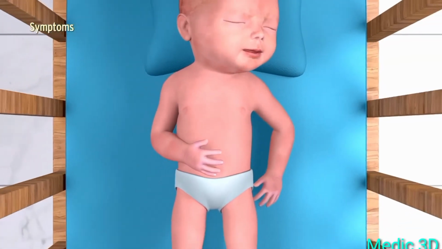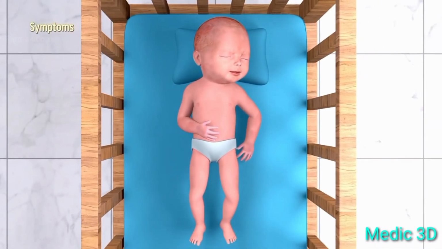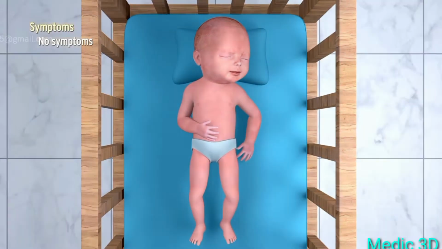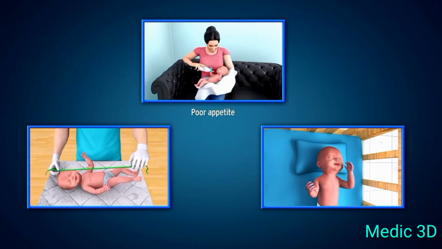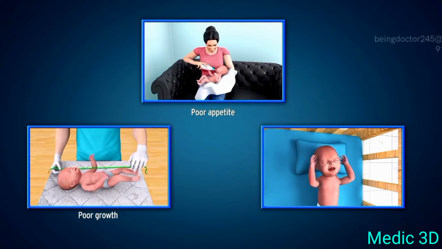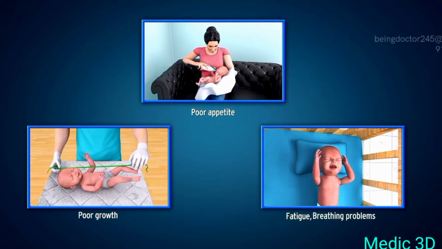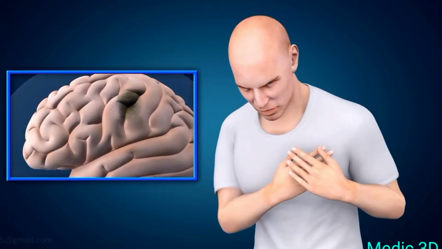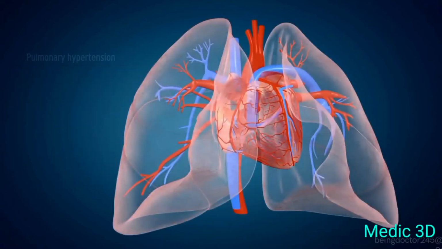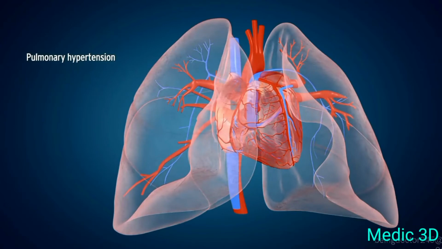Symptoms: in most cases, children seem healthy and appear to have no symptoms. Children with severe ASDs may show symptoms like poor appetite, poor growth, fatigue, breathing problems, and infections like pneumonia. With aging, the risk of stroke also increases due to formation of blood clots which can pass through the hole in the septum and travel to the brain. Pulmonary hypertension, high blood pressure in the lungs, is seen in older patients.